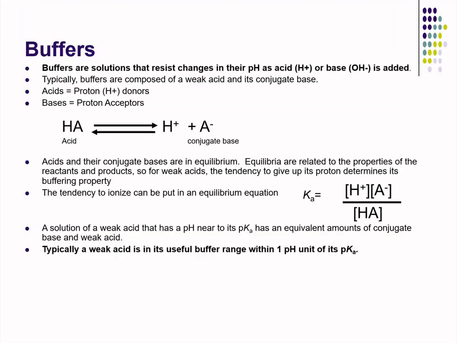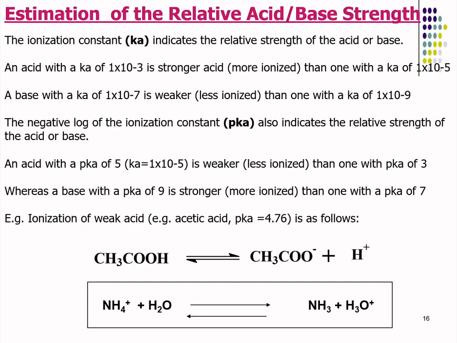One of the very important properties is buffer. A buffer is a solution that resists change in its pH, acting as an acid or a base. Some buffers are acidic and some are basic, alkaline buffers. If a little amount of acid or base is added, the pH does not change too much. That is why buffers play a very important role in the human living system.